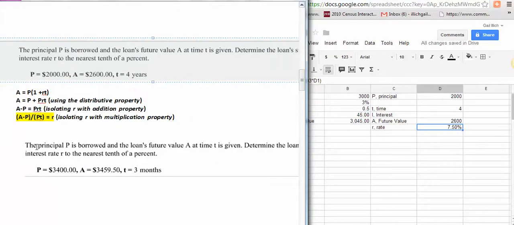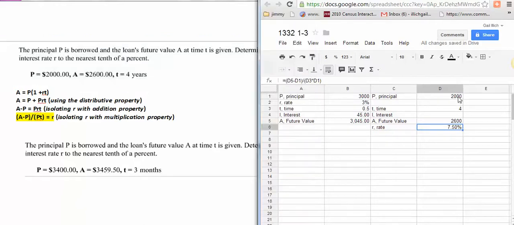It says the principal P is borrowed and the loan's future value. Yeah, and so now we have the same situation. We've got P is $3,400, A is $3,459.50, T is 3 months. So you can handle this because you're snazzy and fast. All right, so $3,400 is what we're going to put in for our P. Now our time, this is 3 months. So you know that's 3/12 of a year. So you do the equal sign, you do 3 divided by 12.